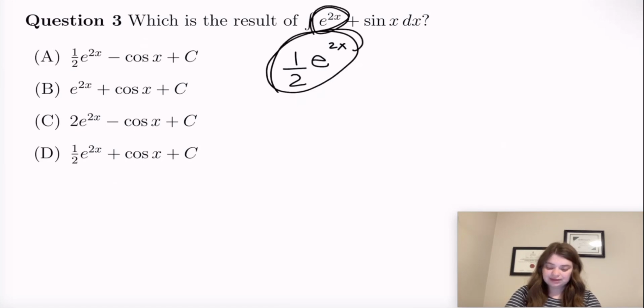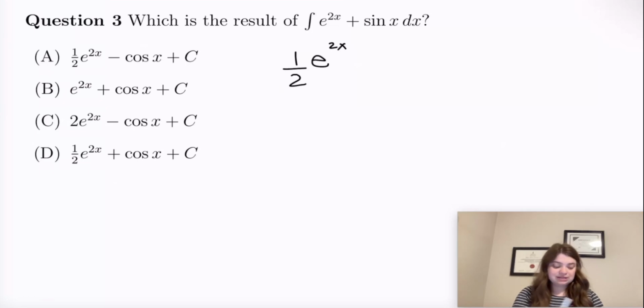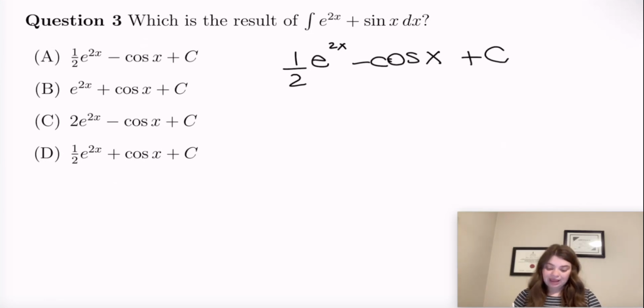we get this. Okay, and then what's the antiderivative of sine x? Well, that would be negative cosine of x. And then, of course, we add plus c because we want to account for all possible antiderivatives in the entire family. And so my answer would be this first one right here.